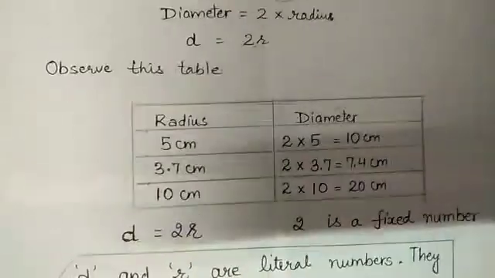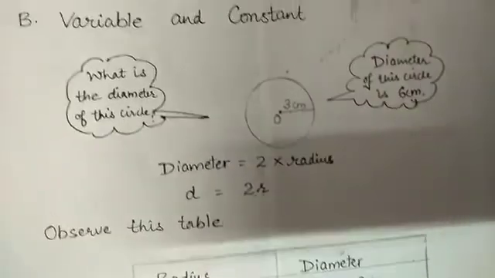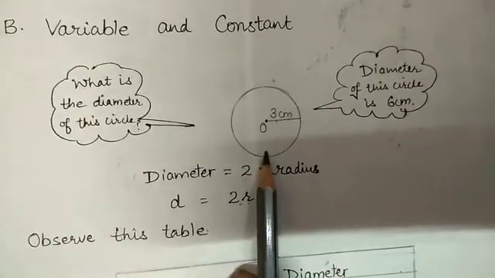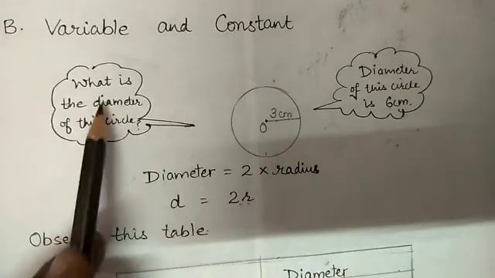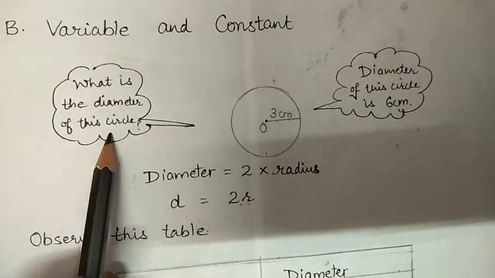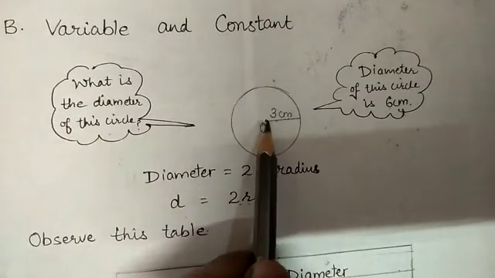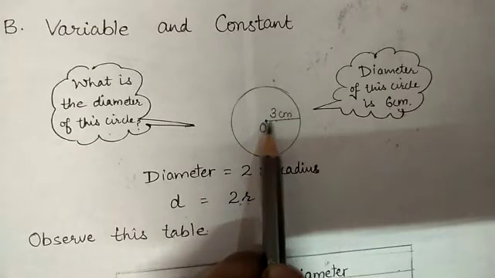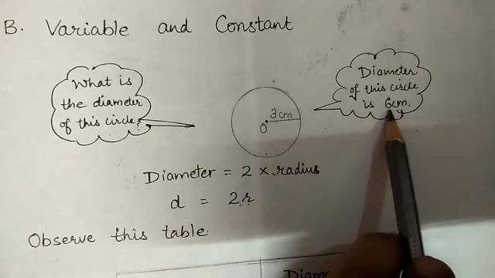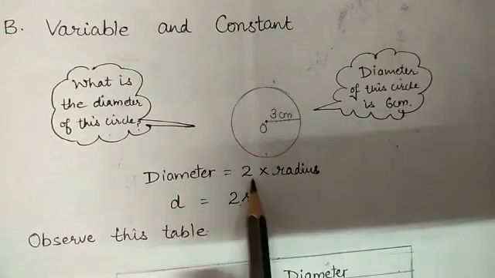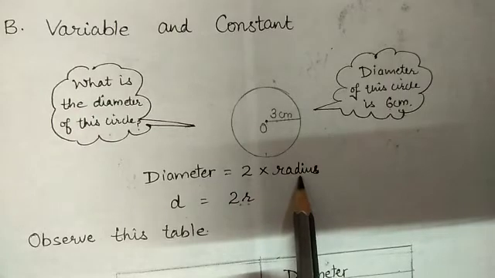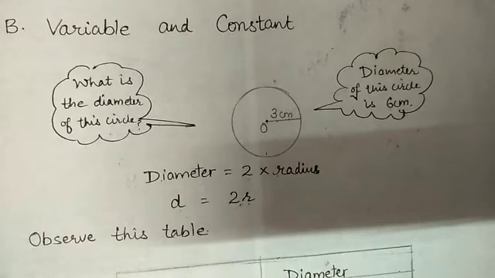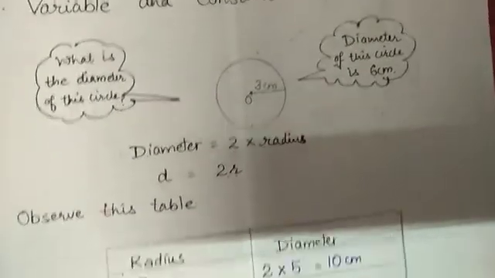Now next is variable and constant. Look at this circle whose radius is given 3 centimeter. What will be the diameter of this circle? We all know that diameter of a circle is double than the radius. It means diameter will be 6 centimeter. Diameter equals 2 into radius. I can write diameter as d, radius as r. So d is equal to 2r.